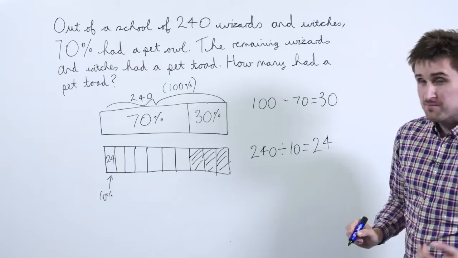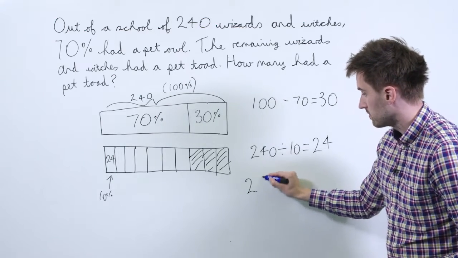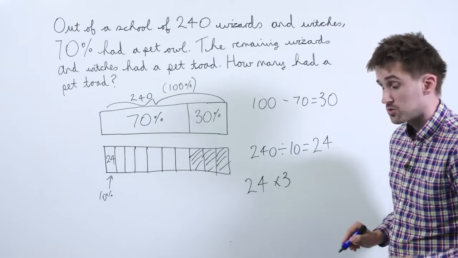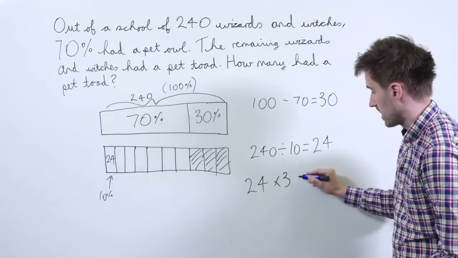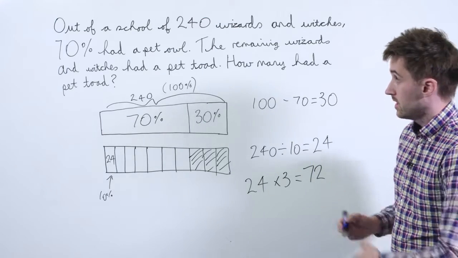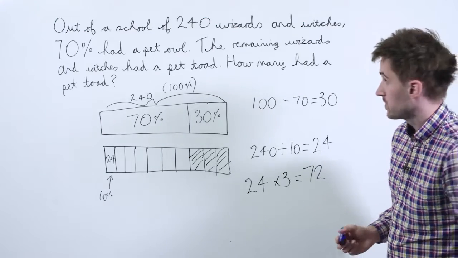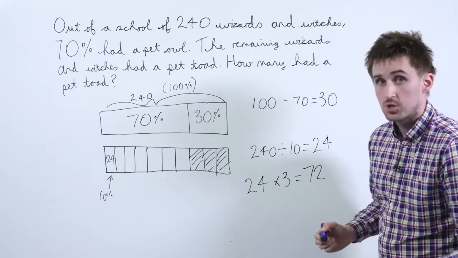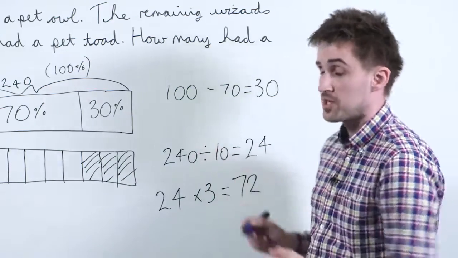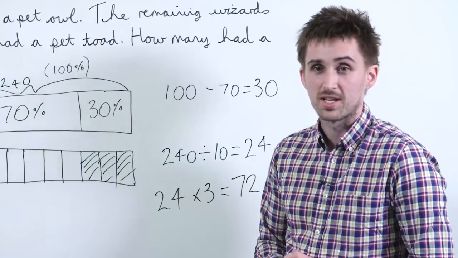Now we know what 10% is. 10% is 24. And we need to times that by 3 because we're trying to work out 3 lots of 10%. And that's going to give us 72. And now we're able to answer the question. We have 72 toads. And that's how you work out a question involving percentages using a bar model.